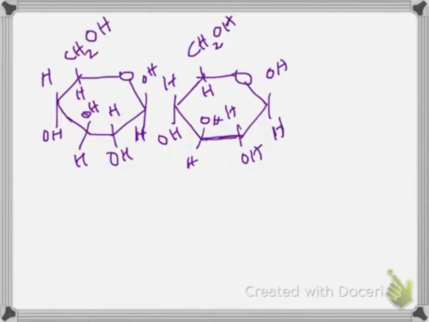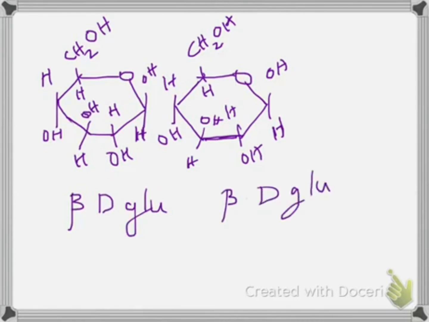Now coming to the structure of cellulose. We know that cellulose is made up of beta-D glucose. This is one beta-D glucose. This is another beta-D glucose. So these beta-D glucose units are linked by beta-1,4 linkage.